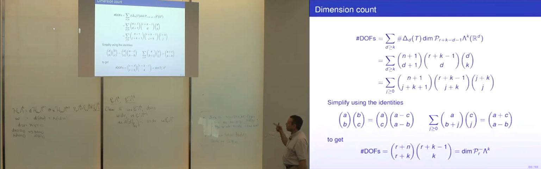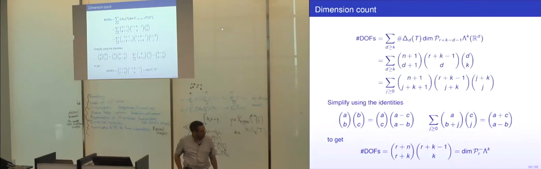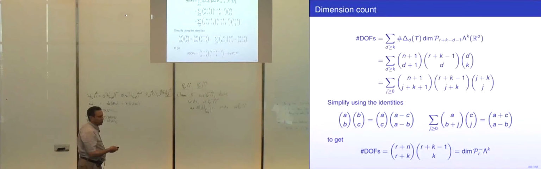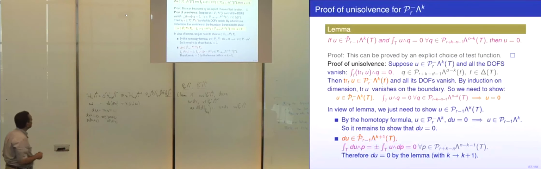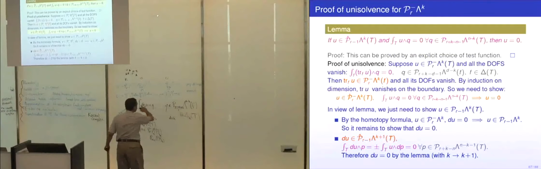And when you put those in and simplify, you get the number of degrees of freedom is exactly the dimension of P_r minus lambda k. And I don't think I mentioned how we prove the dimension of P_r minus lambda k, so I'll do that at the end. Or did I? Did I do it? Maybe not.